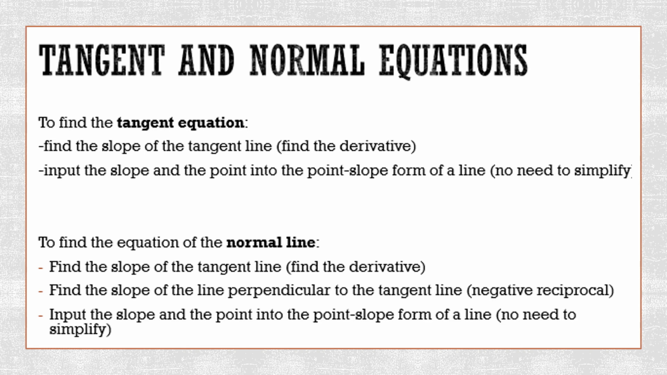Now to find your normal line, and your normal line is basically the line perpendicular to your tangent line, you basically are going to find the slope of the tangent line. So you're going to do everything to find the slope of the tangent line. But instead of using that slope that you find, you're going to find the slope of the perpendicular line to it. So if you remember, again, from like algebra 1, to find a perpendicular equation, you're going to do the negative reciprocal. So let's say my slope of the tangent line was 1/2. My slope of my normal line would be -2. So I'm going to do the negative reciprocal.